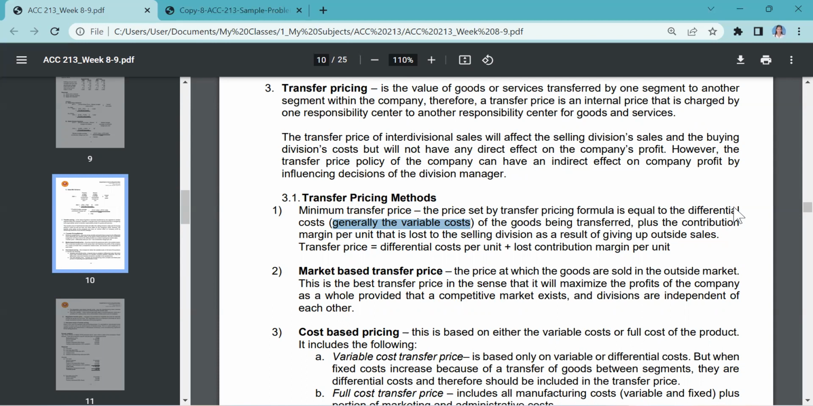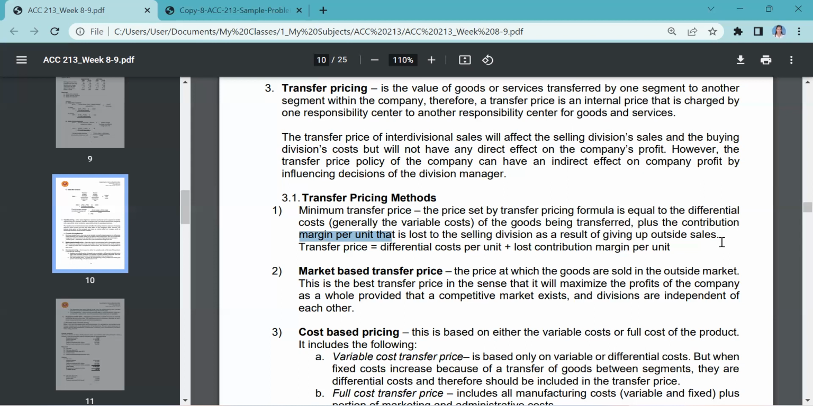So aside from the differential cost or the variable cost, you also have to add the contribution margin per unit that is lost to the selling division as a result of giving up outside sales.